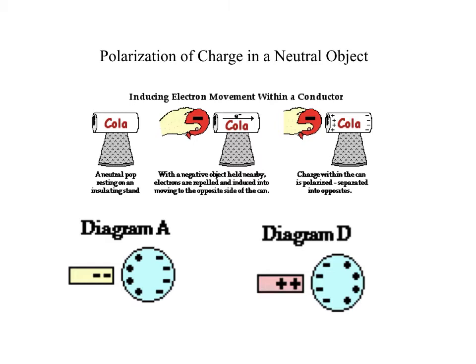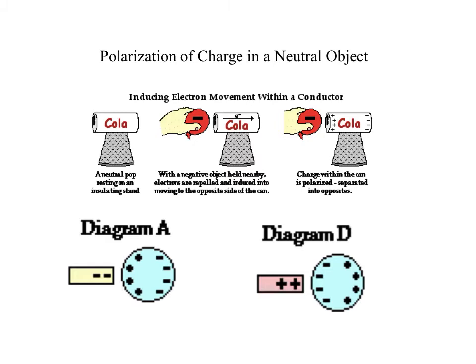It's not charged. It still has the same amount of positive charge and negative charge in it. But you can see in the third picture over here that the negative charge has moved as far to the right as possible, trying to get away from the negative charge of the rubber balloon. So since the electrons can move and they're repelled, they move as far away as possible to the other side of the can.